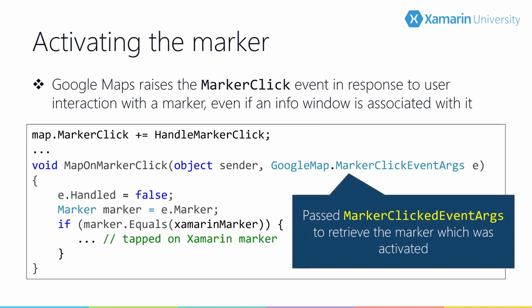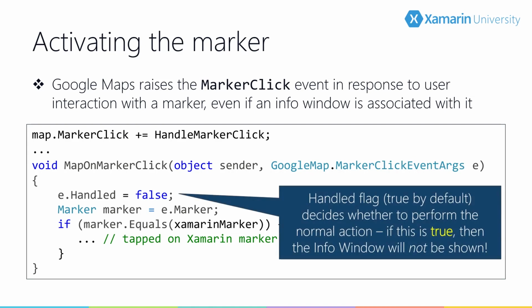Now the first event is the marker click event, which is used to notify your application that a marker was tapped. The handler is passed a marker clicked event args, which can be used to identify the marker that was activated so that you can provide custom behaviors. Notice that we're using the marker.equals method to test for equality. The C# double equal sign operator isn't consistent in all cases, so you should prefer this approach, or compare the auto-generated ID property of the markers for equality.